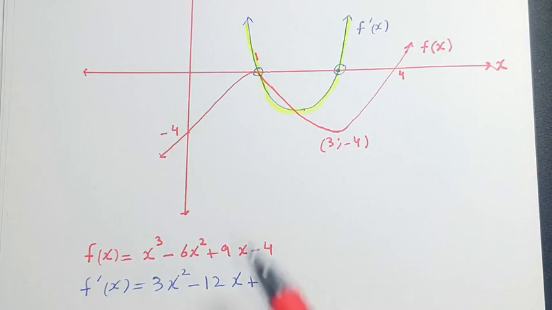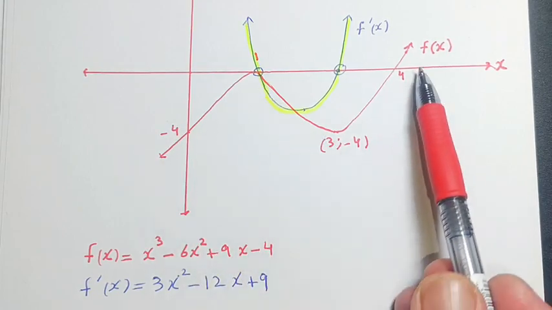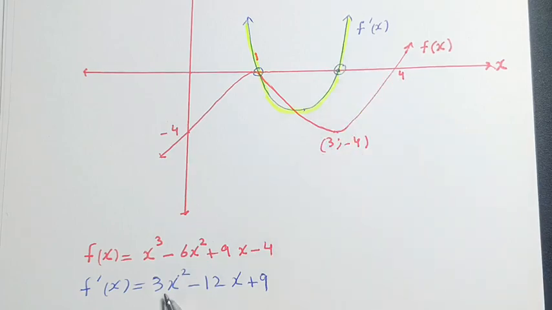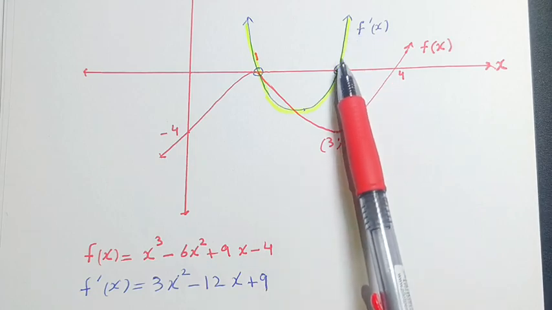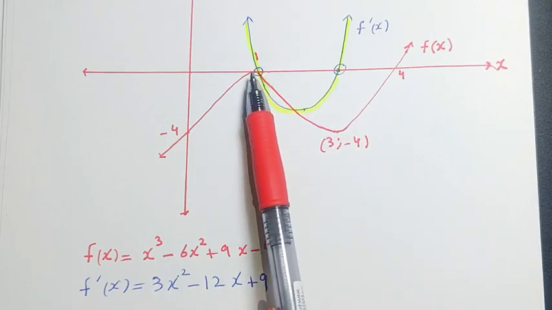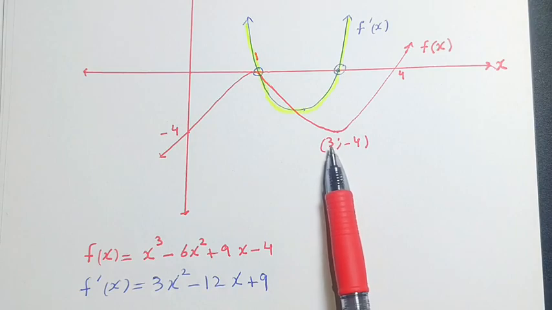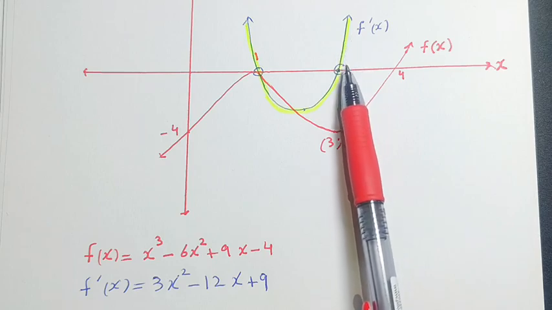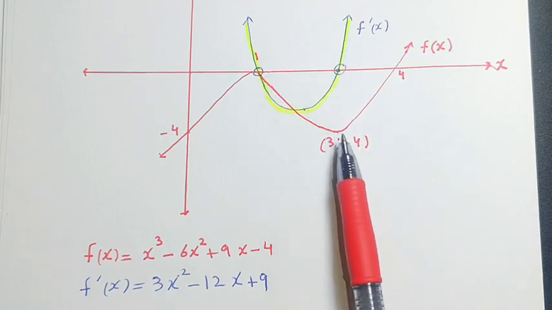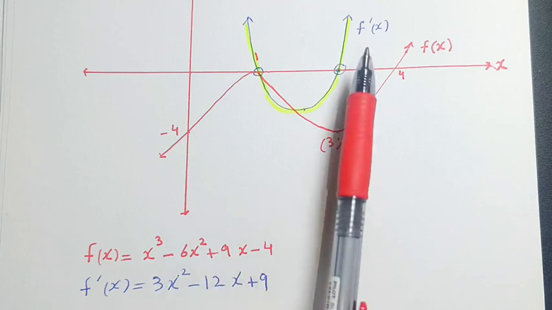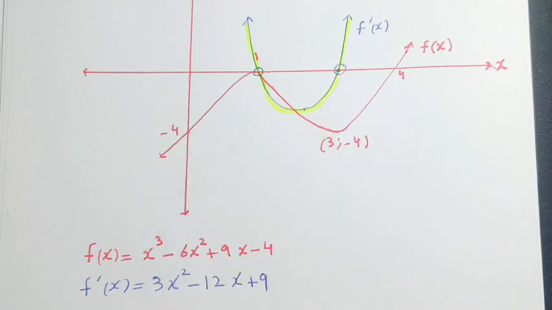Say this is the graph of f of x we have. If I need to draw the first derivative of this graph, which is 3x squared minus 12x plus 9, it's going to look like this. The turning points of the cubic graph are at x equal to 1 and x equal to 3. So the x-intercepts of the first derivative are the turning points of the cubic graph.